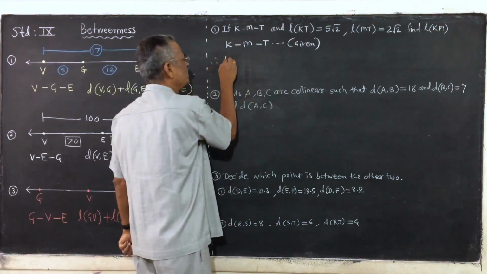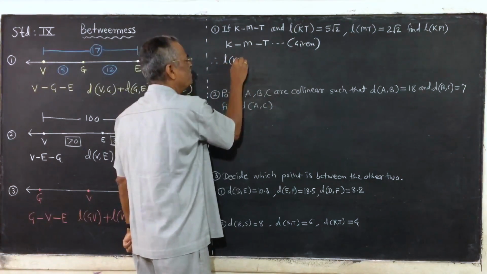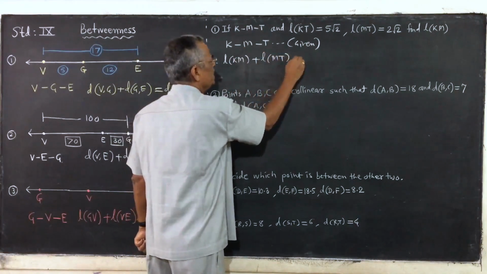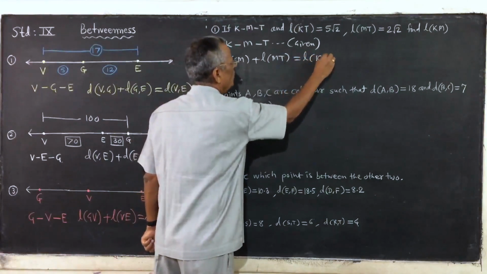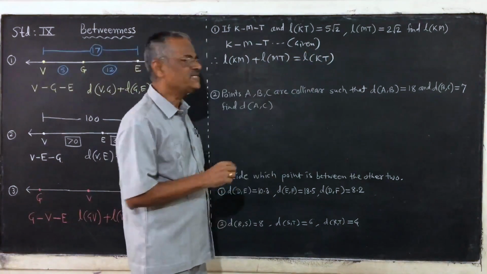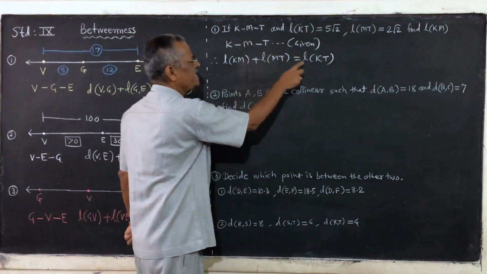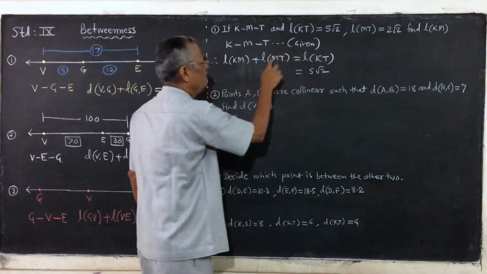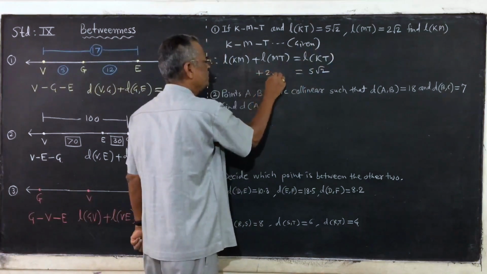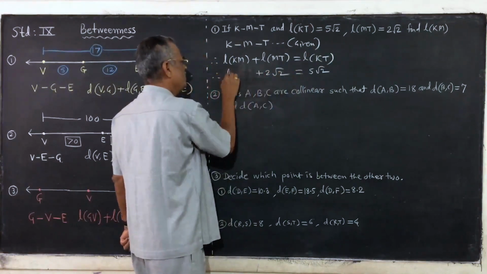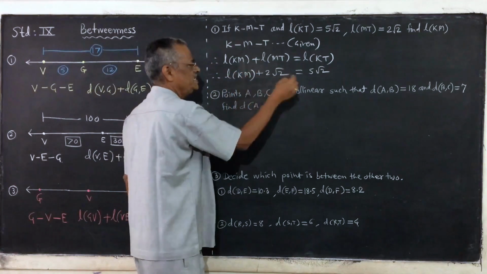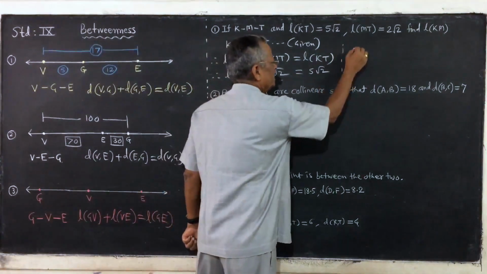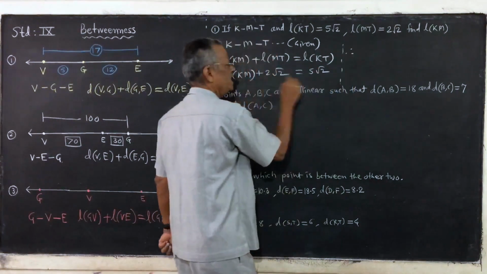Therefore, we can use the formula: length of KM plus length of MT is equal to length of KT. That is the property of betweenness. Then substitute the values. KT is given as how much? 5 root 2. MT is given as 2 root 2. Therefore, length of KM is equal to, we are going to calculate.